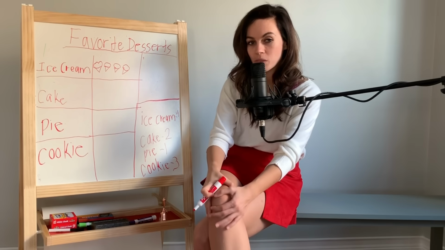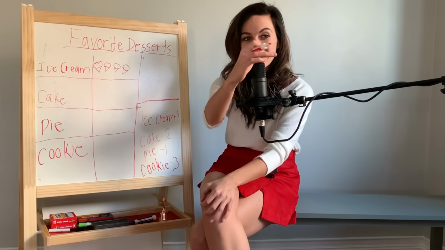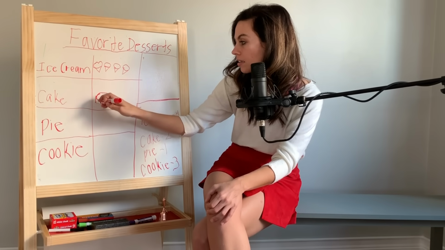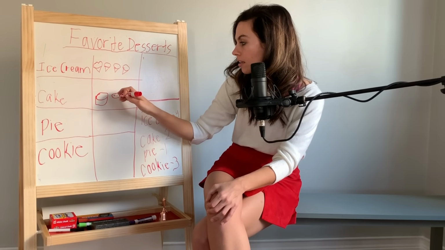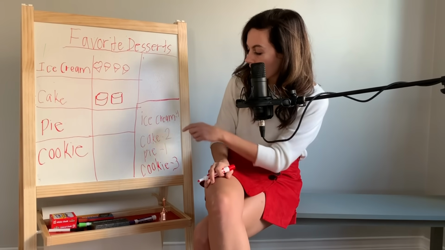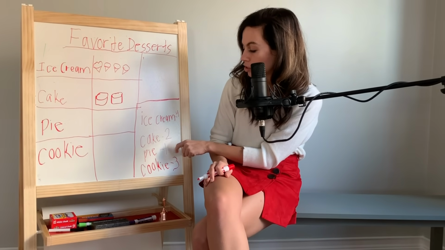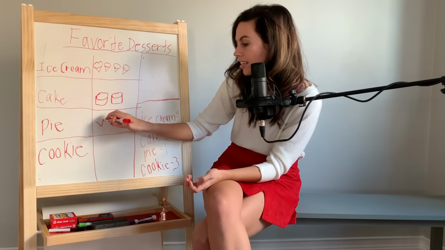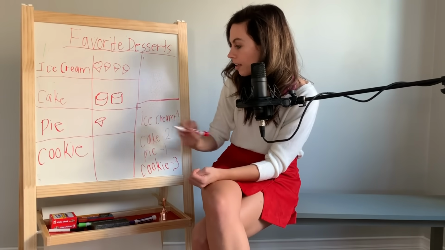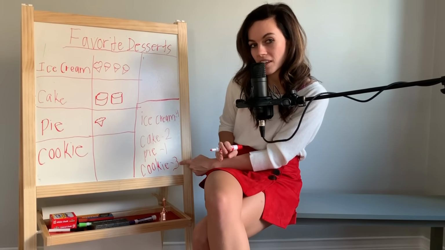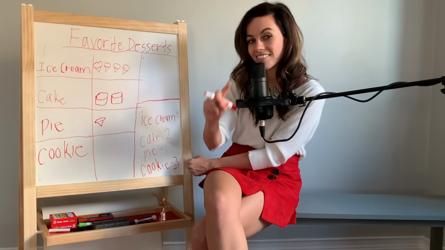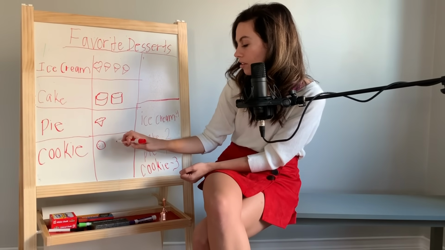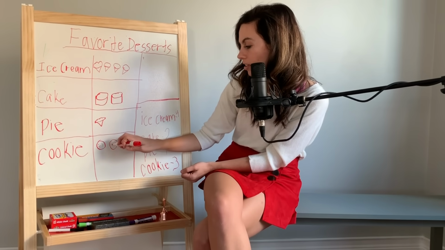Cake. How many students chose cake as their favorite dessert? Yes, 2. Very good. So I'm going to draw 2 cakes. And then I'm going to do the pie. How many students chose pie? Yes, only 1. So I'm only going to draw 1 slice of pie here. And cookie. How many students chose a cookie as their favorite dessert? 3. Very good. So I'll draw 3 cookies. Make them chocolate chip cookies. They could be any type of cookie though.